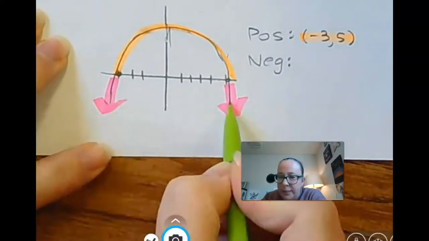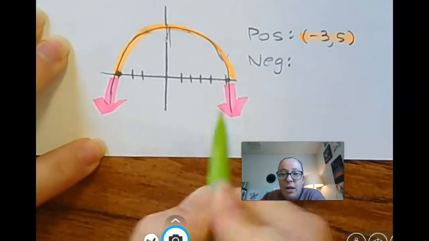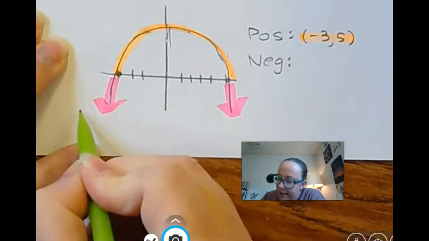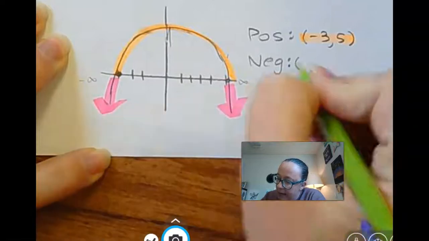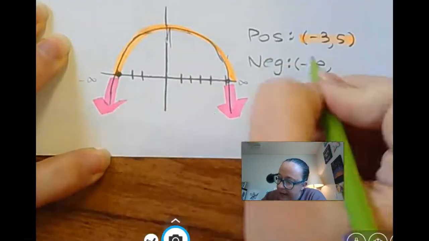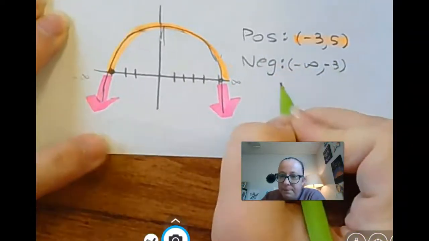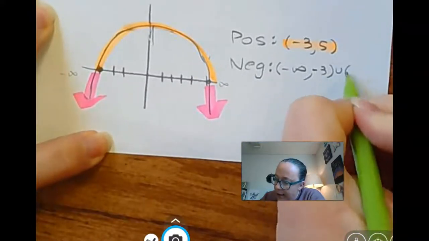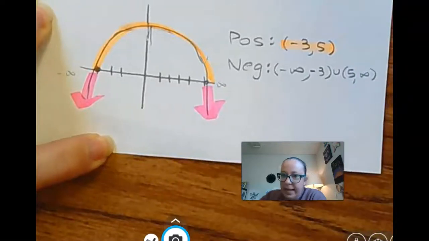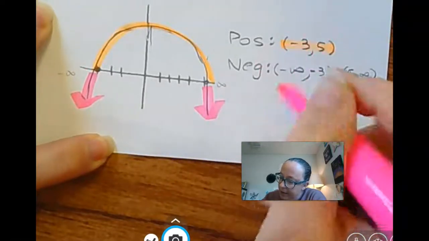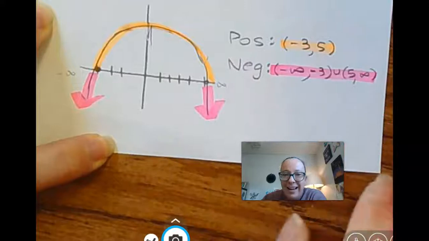All right, so we have 2 different spots, so we'll have a union, and we notate with x values. So this is negative infinity, and this is infinity. So the first pink would be negative infinity up to negative 3, like that, and then union 5 right here to infinity. And that is your negative intervals, or those are your negative intervals.